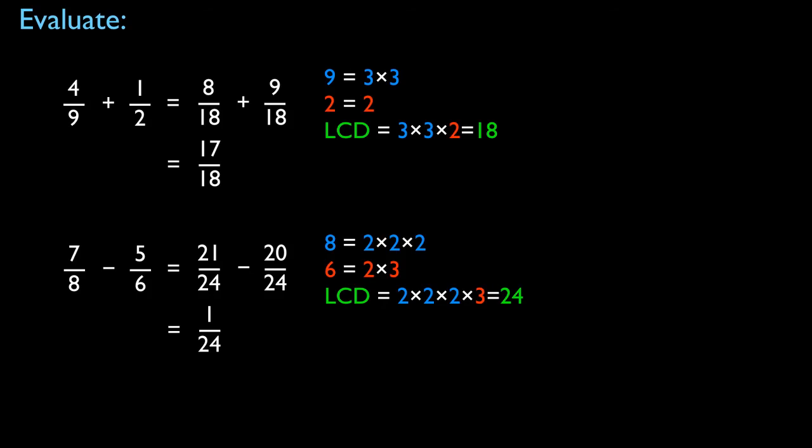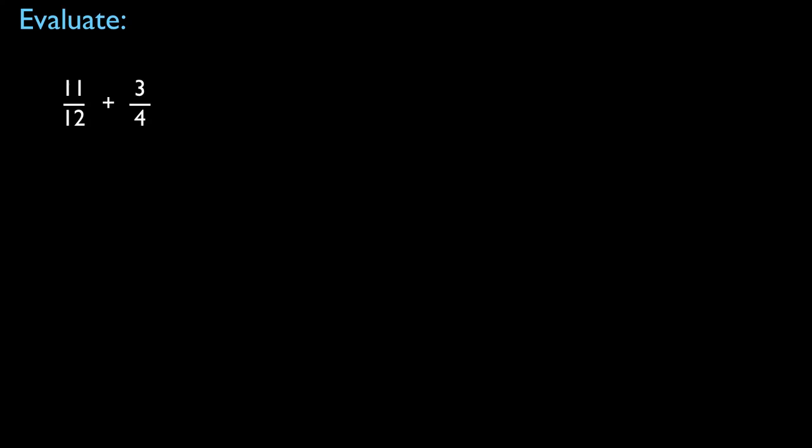Let's do 2 more. So we have 11 over 12 plus 3 over 4. Well, 12 is 2 times 2 times 3, and 4 is 2 times 2. Well, our lowest common denominator then is just the 2 times 2 times 3. In other words, 12. And you can check that. 12 is a multiple of itself, and 12 is a multiple of 4.